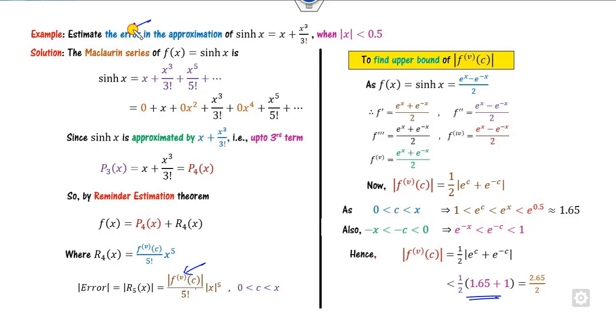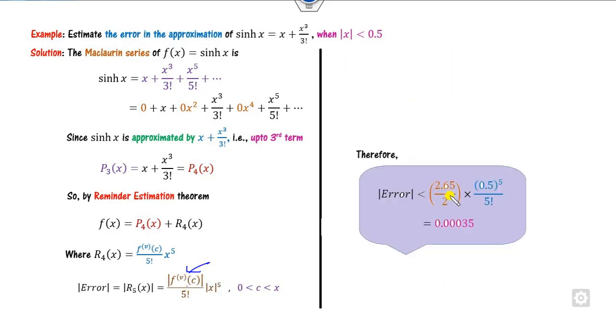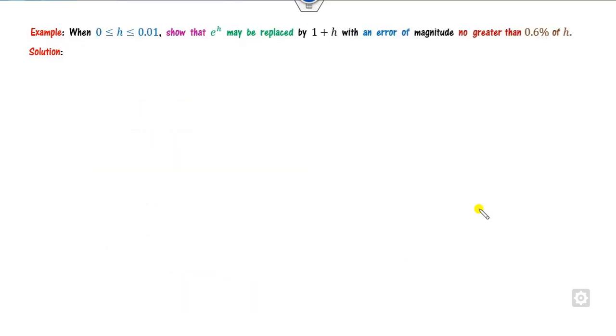I can substitute the value here. Your target is to find the error. x is given to you. You can substitute here. This is 2.65 divided by 2. And what is the modulus of x? It's 0.5 cube over 5 factorial. You will get this as the answer.